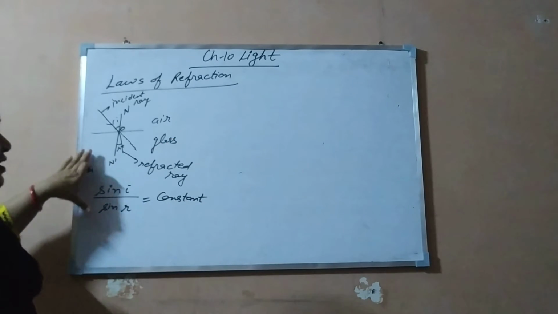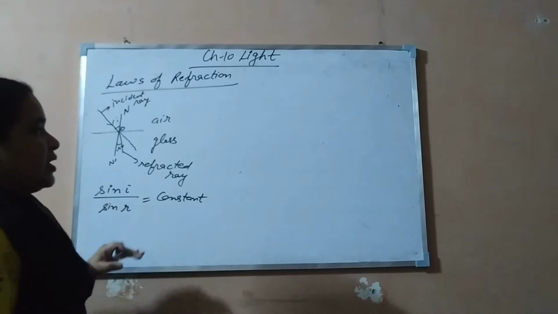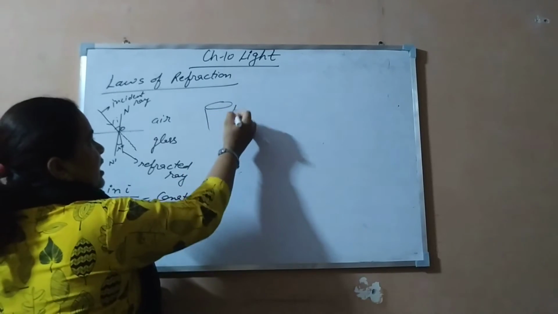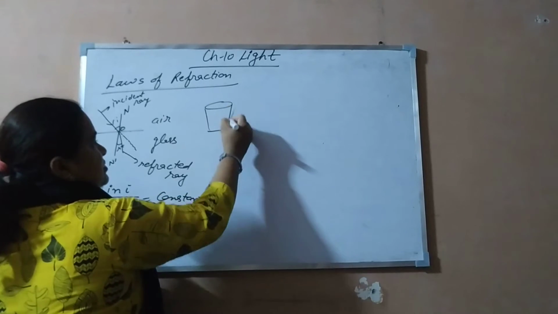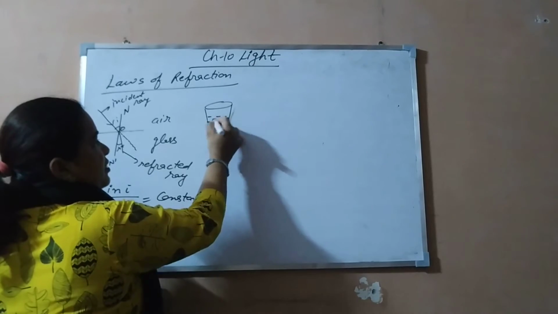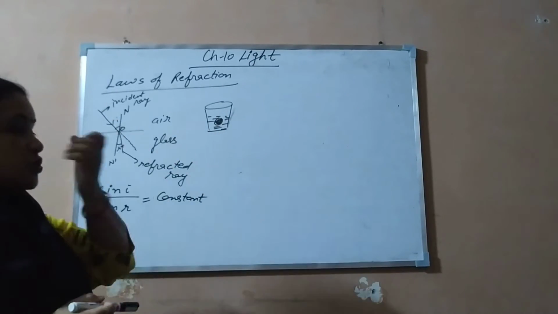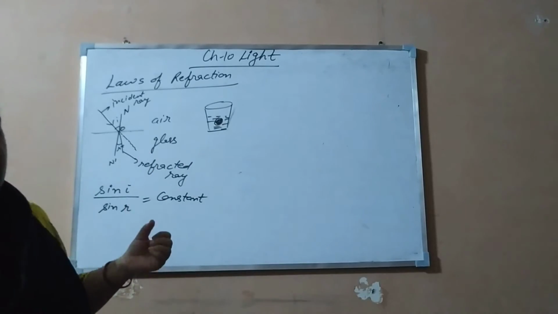This we have done in the previous video also, and I gave you some examples, like when we put a lemon in a transparent glass of water, it appears bigger in size, or a pencil appears bent. So today we will do the ray diagrams of those examples.